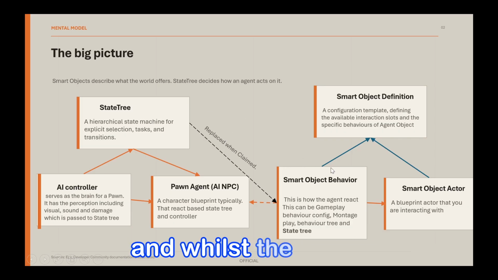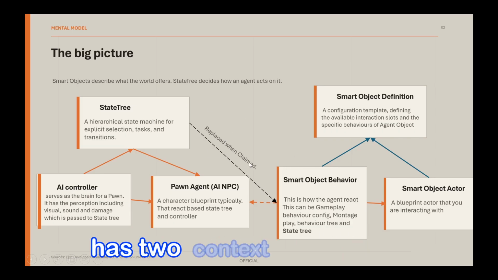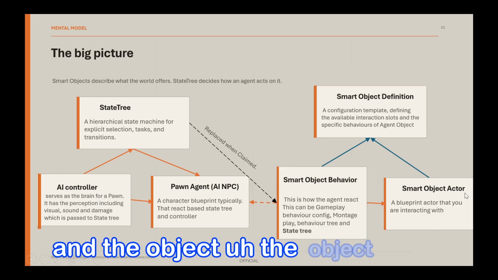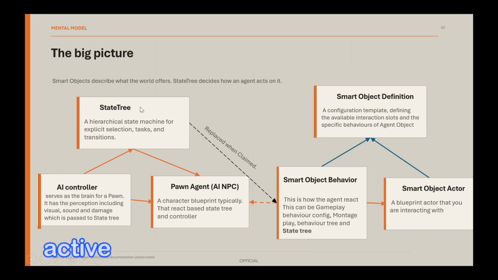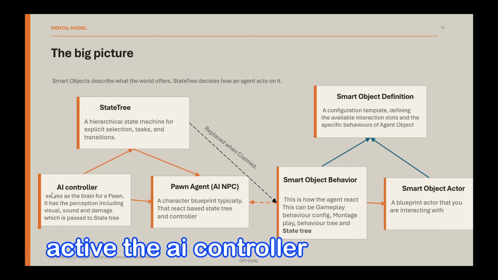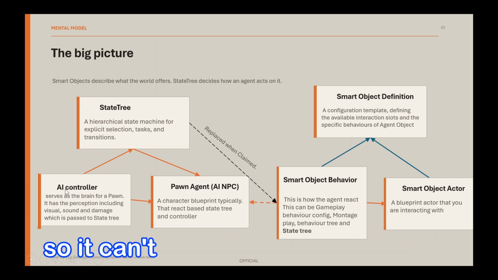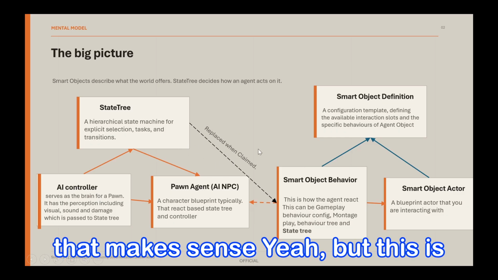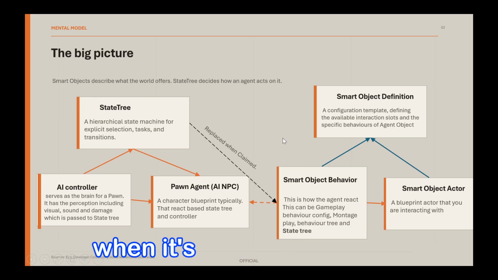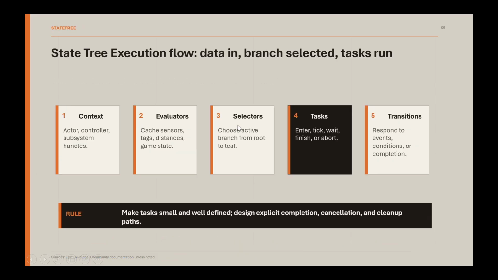Whilst the smart object is active, it has two context characters, which are the pawn agent and the object actor. When the state tree is active, it has two context characters, which are the AI controller and the pawn agent. So effectively, when the behavior is active, the AI controller is not in use, so it can't really sense what's going on in the environment, if that makes sense. But this is only done when it's replaced, when it's claimed.